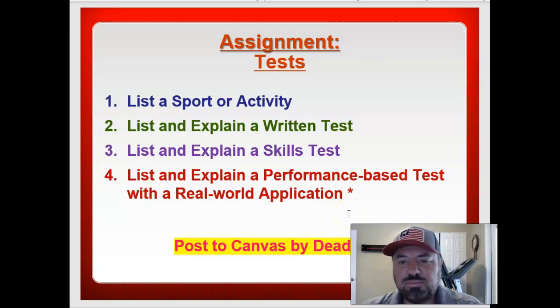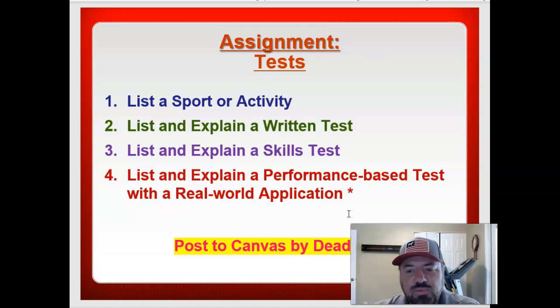All right. So here is your assignment for this section of Chapter 1. And this assignment is called tests. So what you're going to do is list a sport or activity. This could be a community-based activity, an athletic event, a traditional sport. So everybody, whether you're a PE or a wellness major, pick a sport or activity and put that down as your number 1.